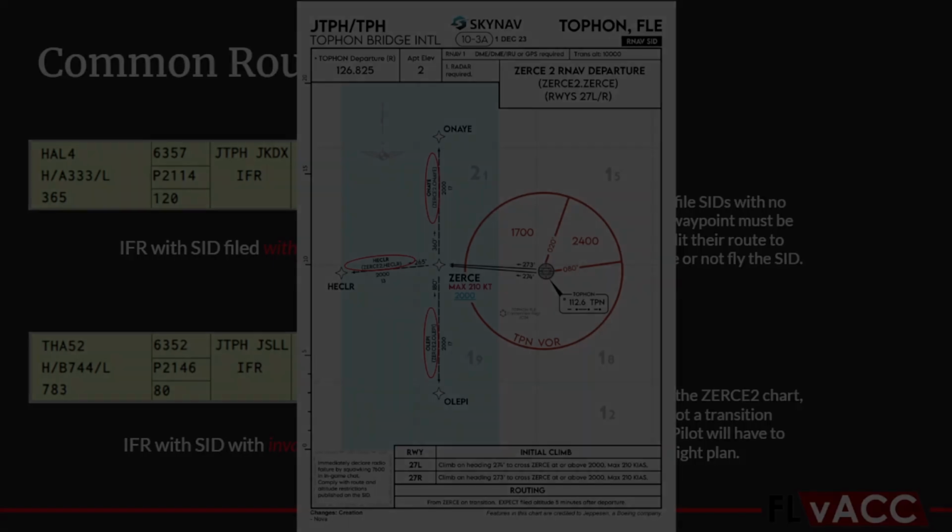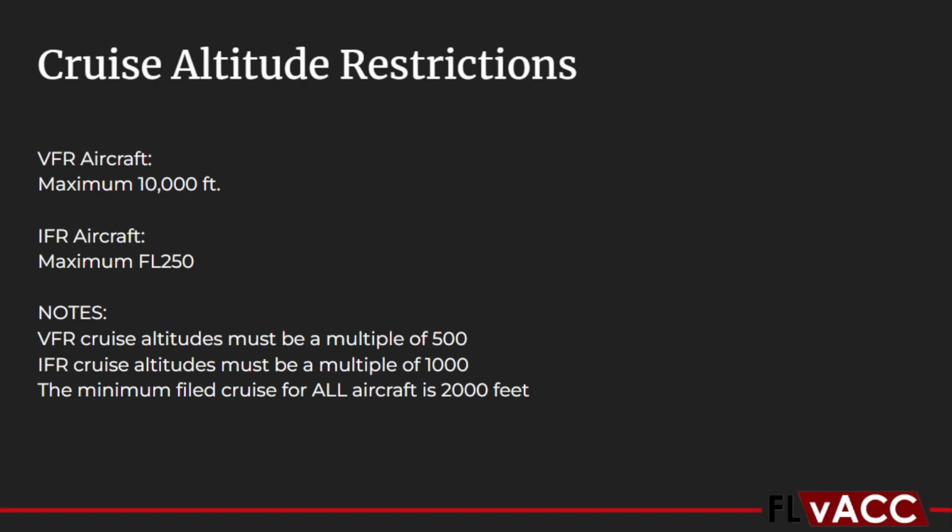The third building block of CRAFT is A for altitude. This part of the clearance includes both an initial climb for the pilot as well as clearance for their requested cruise altitude. Before we see what that looks like, however, you'll need to know the general rules for these cruise altitudes. You may remember from a previous lesson, but VFR aircraft have a maximum cruise of 10,000 feet.